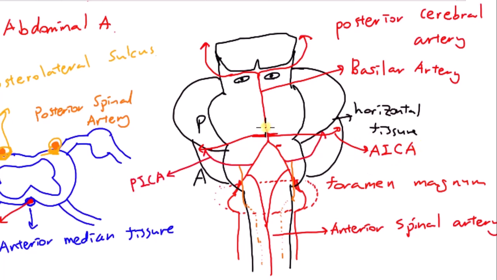Moving up is labyrinthine artery. There's a little confounding factor here. Some labyrinthine arteries come out from AICA. It can branch from the anterior inferior cerebellar artery. But some labyrinthine arteries stem from the basilar artery. Person to person, it can differ. It will supply the inner ear through internal acoustic meatus.